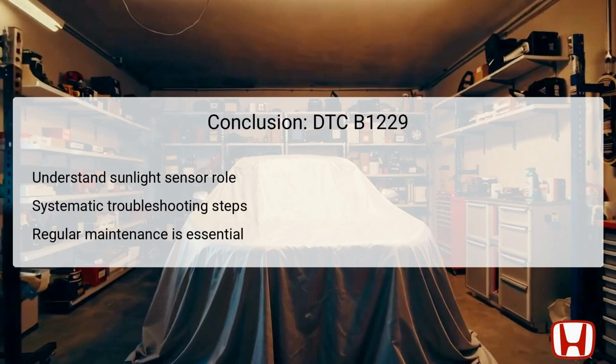In conclusion, understanding the sunlight sensor's role is critical in the context of DTC B1229 and the vehicle's climate control system. Systematic troubleshooting steps are paramount in diagnosing and resolving the issues effectively, from clearing the DTC and testing the sensor to checking for continuity in critical wires. Each step builds upon the previous one, ensuring thorough evaluation and repair.